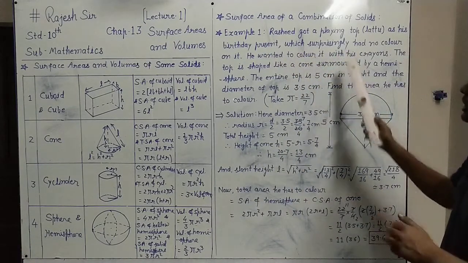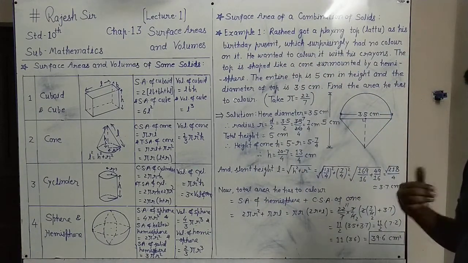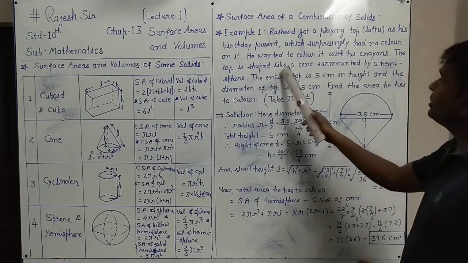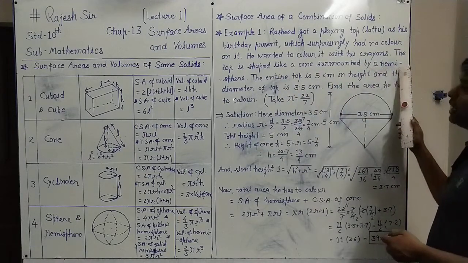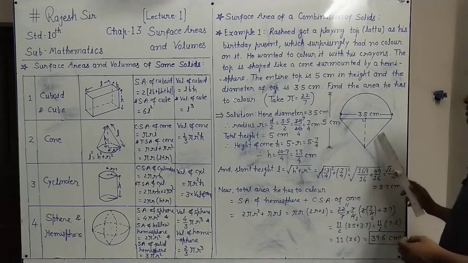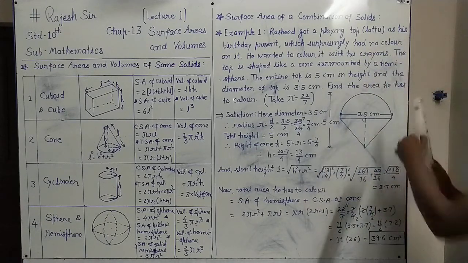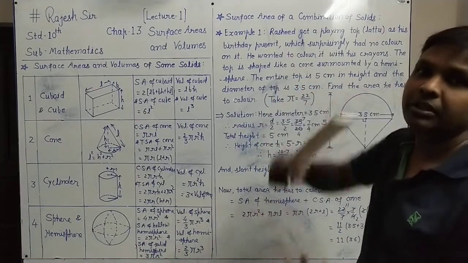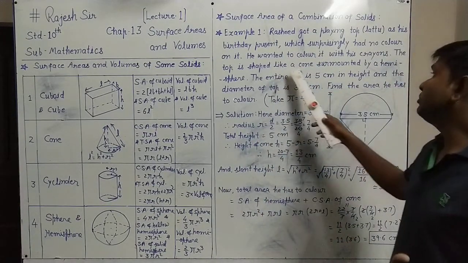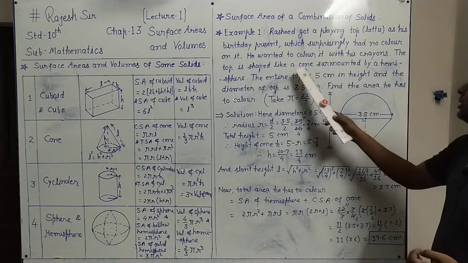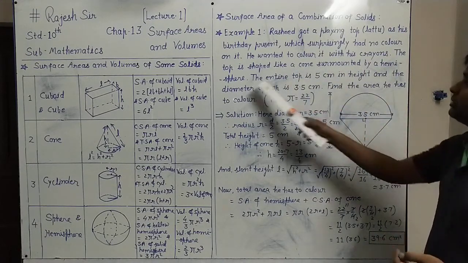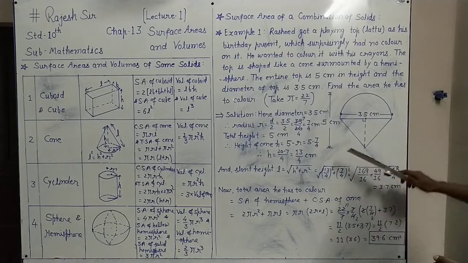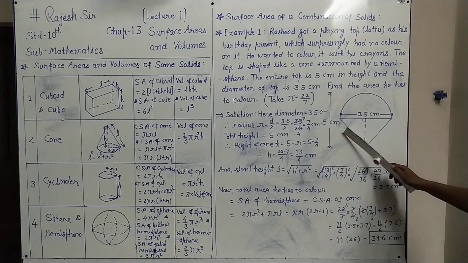He wanted to color it. Now Rashid wants to color it with his crayons. The top is shaped like a cone surmounted by a hemisphere. The cone is on the base and surmounted on that is the hemisphere. The entire top is 5 cm in height, as shown in the figure.